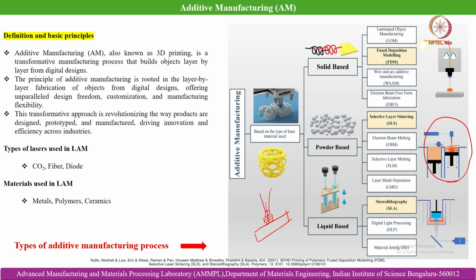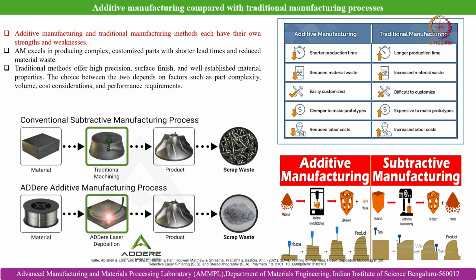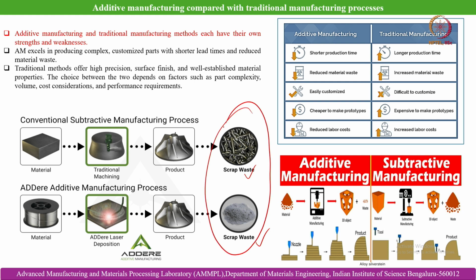So, these are broadly the different classifications of additive manufacturing. So, this slide shows you the differences between the subtractive and the additive manufacturing route, and you can see there is a large reduction in waste generation in terms of material wastage. So, here it is much lesser wastage.